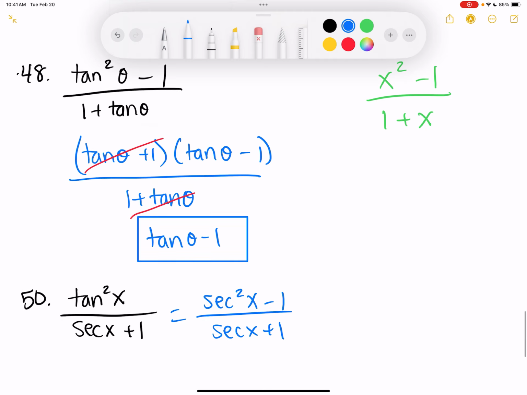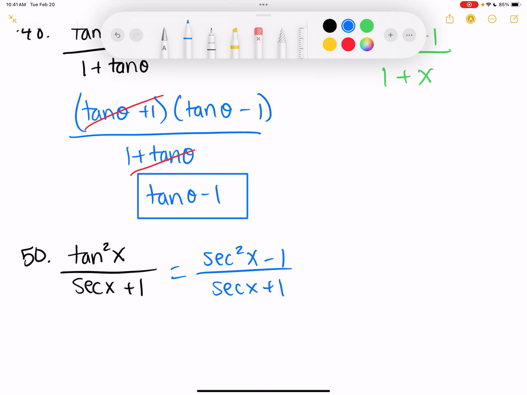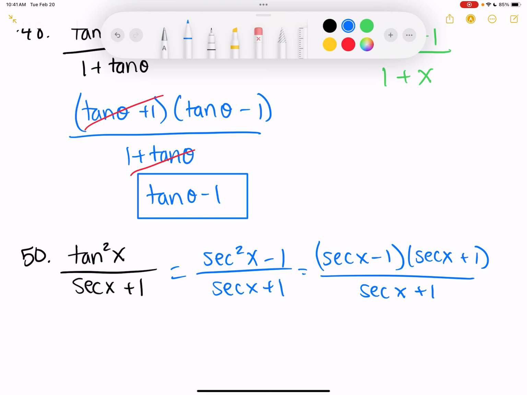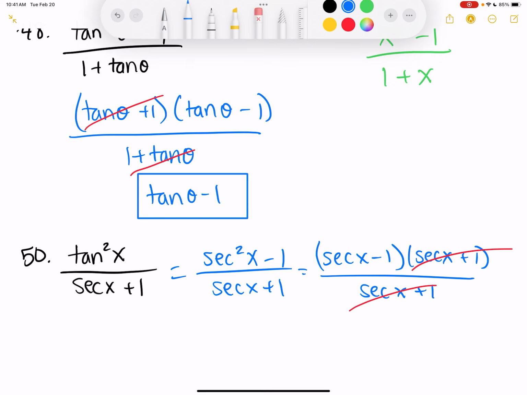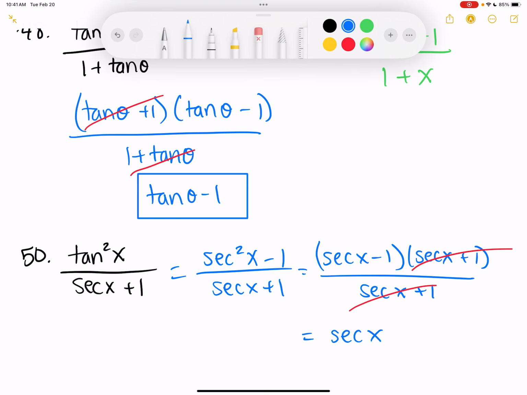anymore. Now, what do we have on top? Secant x minus 1, secant x plus 1. Secant x minus 1 times secant of x plus 1. So difference of squares again. And we cancel and get secant of x minus 1.